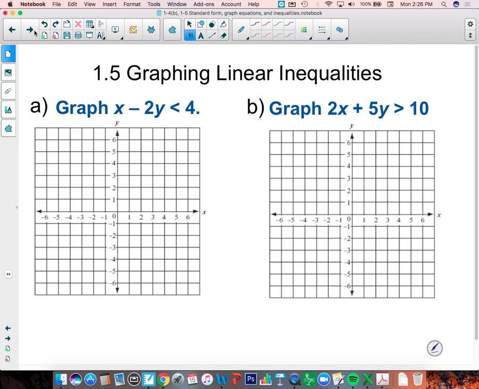All right, so graphing linear inequalities. This is 1.5, so this is the rest of the lesson. So when we're graphing these, as I said earlier in the video, these are the lines where you graph them with either a dashed or solid line and you shade above or below.